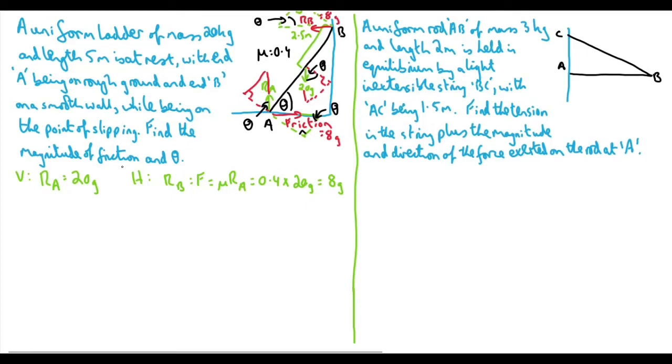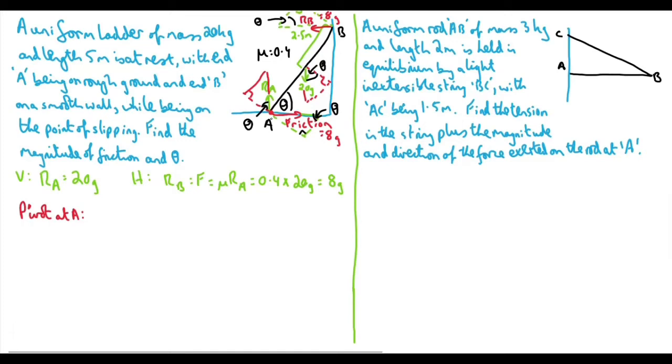Now that we have this, now that we've found the magnitude of friction, we can move on to trying to find the angle here. Now we are going to have to take moments. In this case, let's say we were to take moments about A. Okay. Because it is on the point of slipping, again, it's still technically in equilibrium.